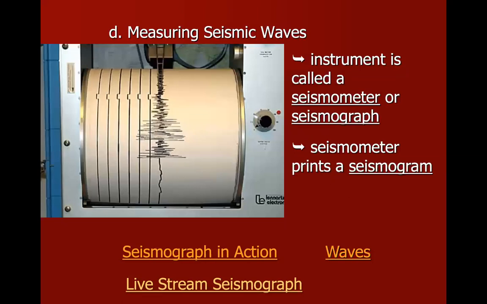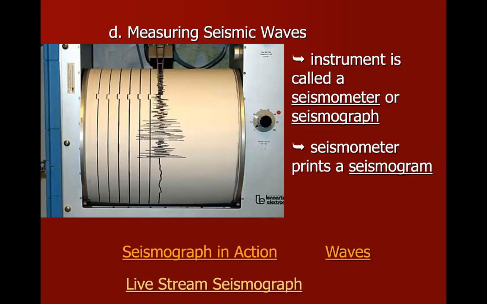So how do you actually capture all this, and how do we measure earthquakes? How do we know when one happens and where it is? Well, you've got to use some equipment. And so we have this little device called a seismometer or a seismograph, which are slightly different. One is a more modern version, but either way, they do the same thing.